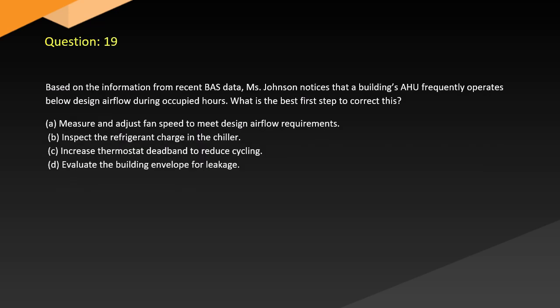Question 19. Based on the information from recent BAS data, Johnson notices that a building's AHU frequently operates below design airflow during occupied hours. What is the best first step to correct this? A. Measure and adjust fan speed to meet design airflow requirements. B. Inspect the refrigerant charge in the chiller. C. Increase thermostat deadband to reduce cycling. D. Evaluate the building envelope for leakage.